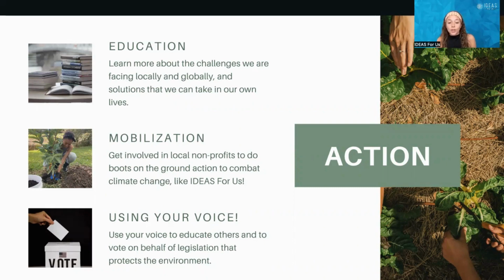So make sure to use your voice and educate others, but also make sure to vote and be very educated before you go to the polls, especially in the United States. There's a lot of different things on the ballot, whether it's local elections or bigger elections. It's really important to be very aware of what you're voting on. So, whenever this time comes, please use your voice because it does count.